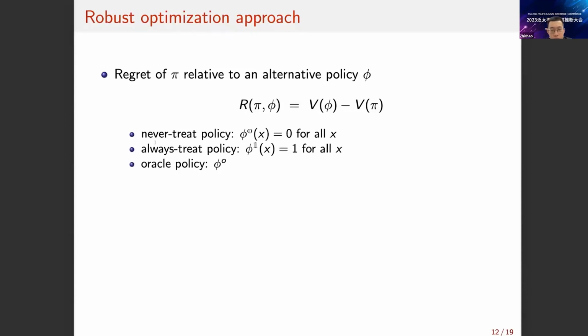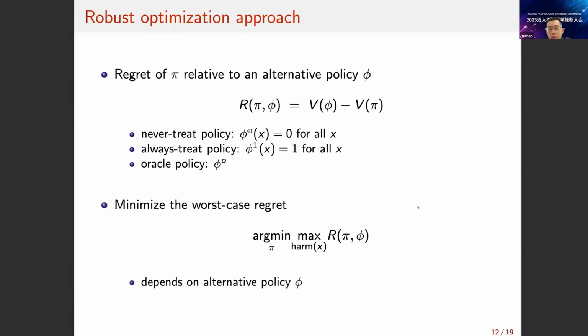And we have three choices. Two practical alternatives are the never treat policy and the always treat policy. The never treat policy assigns the control condition to all the units, and the always treat policy assigns the treatment condition to all the units. Another one is the oracle policy, which is the optimal policy if we know the unidentifiable term harm X.